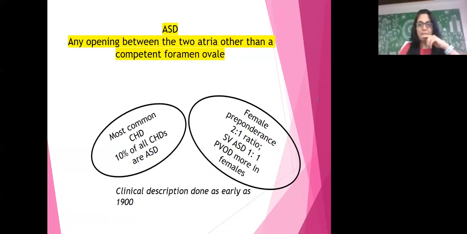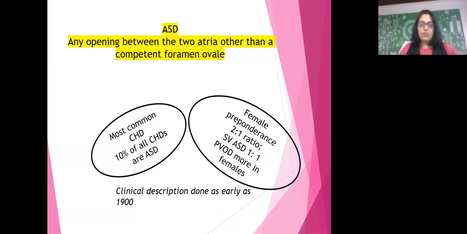Anyone? Less than how many millimeters is a PFO? So ASDs are among the very common heart diseases. 10% of all heart diseases are ASDs. So less than 3 mm. So the definition of PFO would be 3 mm or less. If it's 4 to 6, it's actually a small ASD, and we'll go over those definitions. But 3 mm or less would be a PFO.